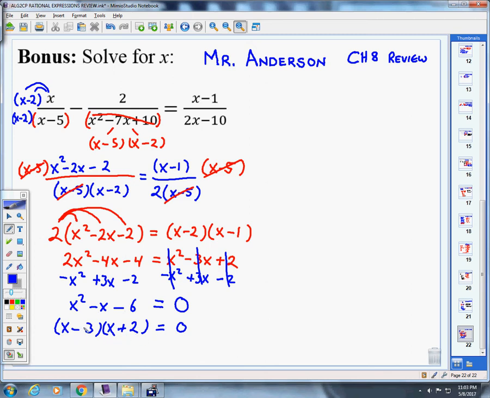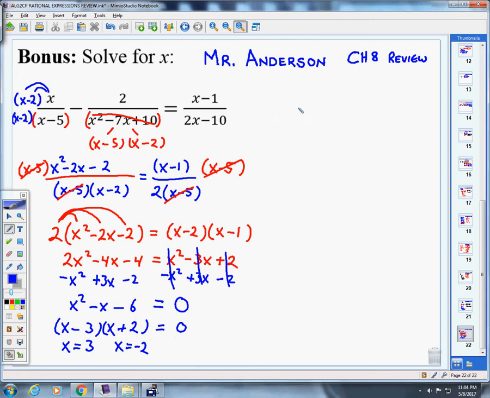Now I just need to figure out, okay, what makes this 0 and what makes this 0. All right, so if x equaled 3, then that would make this 0. It would be 0 times whatever this is, and that would equal 0. If x equaled negative 2, that would make this binomial 0. Negative 2 plus 2 would be 0. I'd multiply by whatever this is. 0 times anything is 0, and that would make this equation true.